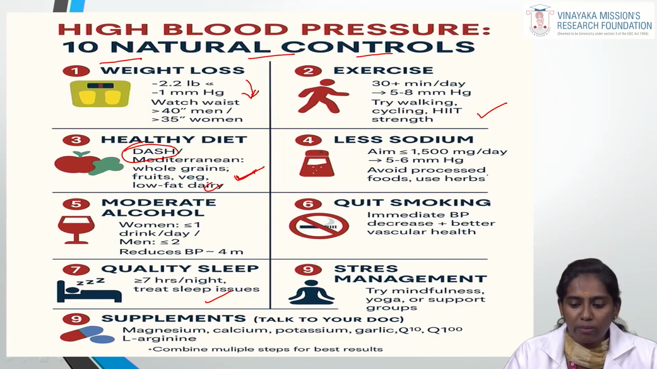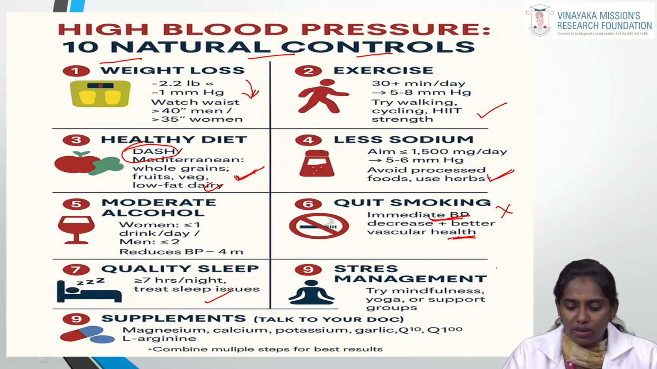Then less sodium intake. Aim for less than 1500 milligrams per day, that is salt intake. Avoid processed food, use herbs. Processed food means packed foods which are available in the shops. You should avoid that because there will be an increase in salt content in that. The main thing is you should avoid smoking. When you avoid smoking, there will be an immediate BP decrease and better vascular health.